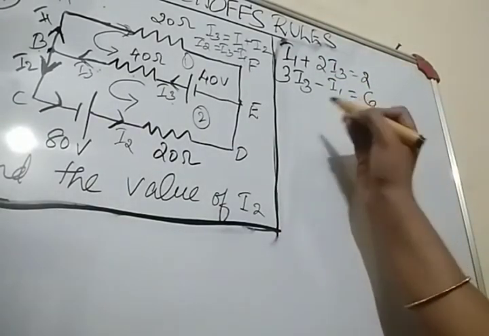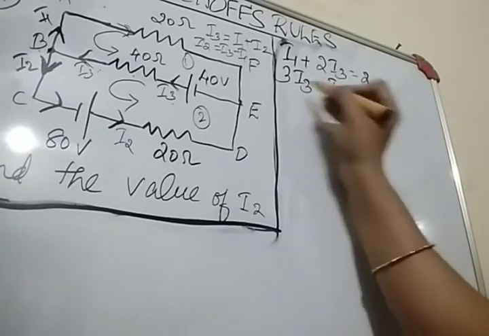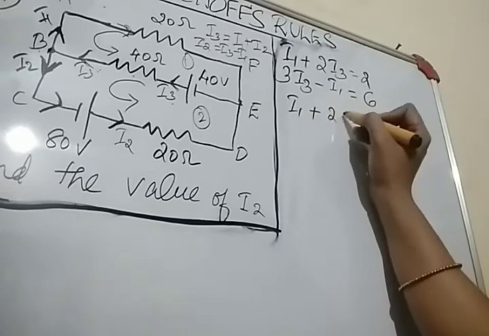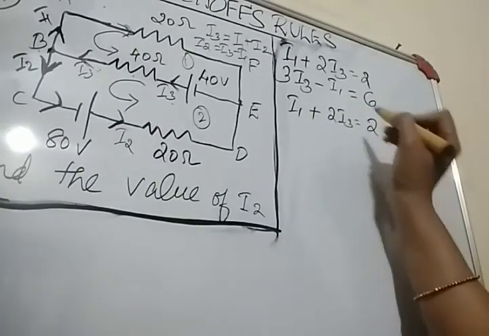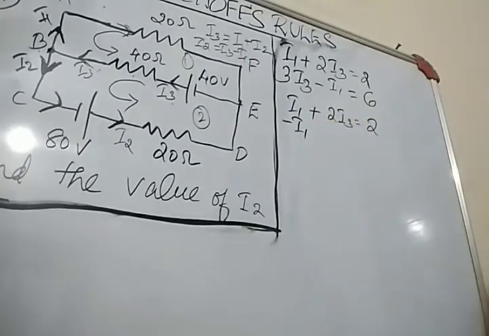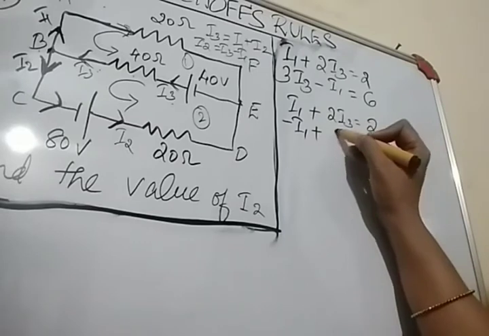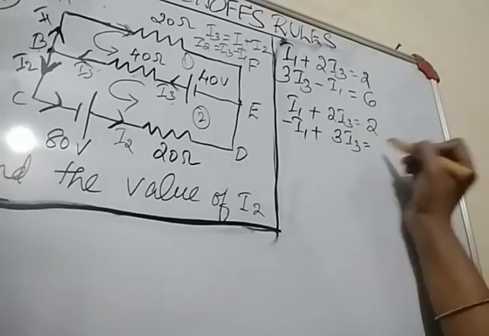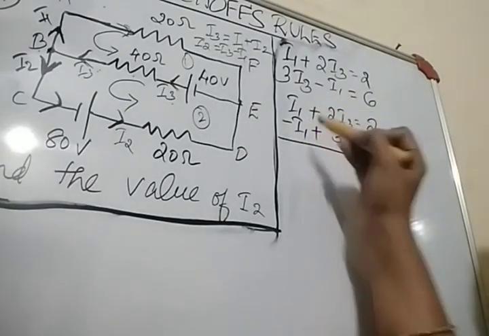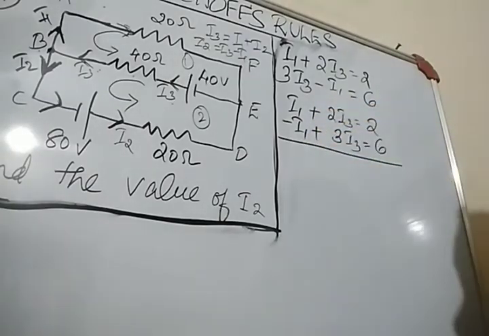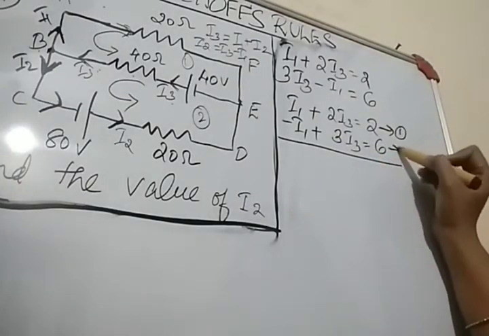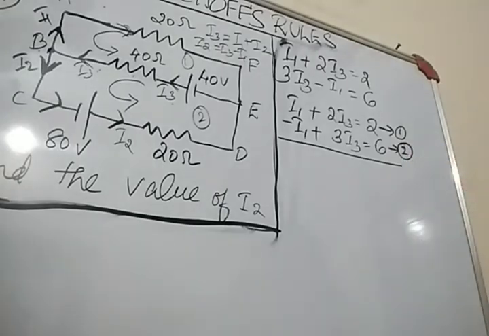You are familiar with this method in your math. So let's rewrite the equations. First we can write I1 plus 2 I3 equal to 2. Then rewrite the second equation: minus I1 plus 3 I3 equal to 6. Then we need to eliminate this I1 because the coefficients of I1 are the same. So just add these two equations. Okay, add equation 1 and 2.